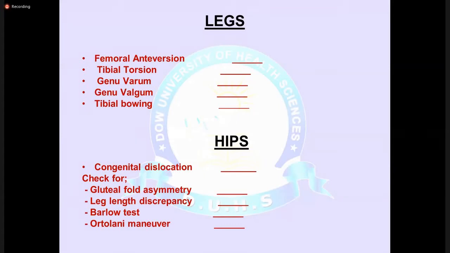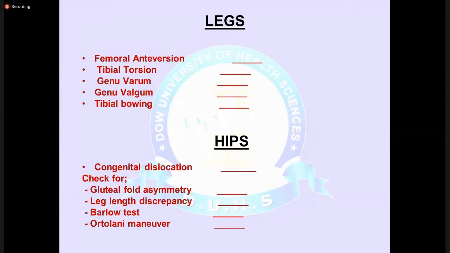children as well. And examination of the hip joint is important because if there are any congenital hip problems, we can detect early, we can intervene early, and the outcome results are good if we detect early, and we will take certain steps for abnormalities, for any problems. Early intervention has a better outcome. So for congenital dislocation, check for gluteal fold asymmetry, leg length discrepancy, the Barlow test, and the Ortolani maneuver. Both are very important tests for the hip joint.